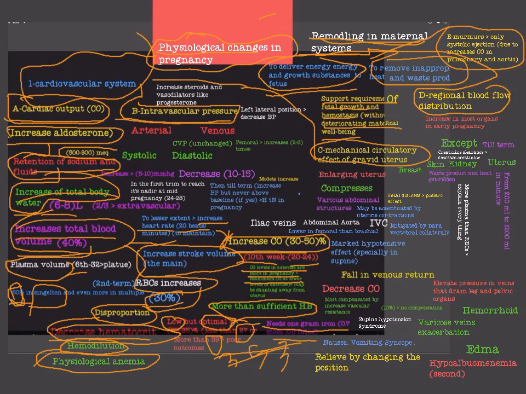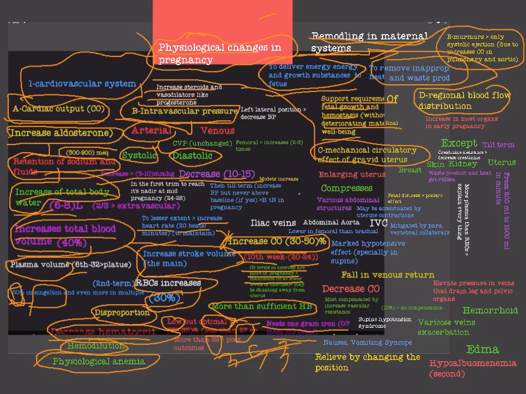The intravascular pressure. In pregnancy, we have an increase in steroids and vasodilators. Vasodilators like what? Like progesterone, like nitric oxide. Okay, all these vasodilators will increase, and that will lead to a decrease in arterial blood pressure due to a decrease in systemic vascular resistance. So we have a decrease in arterial blood pressure, systolic and diastolic. The diastolic decrease is more than the systolic decrease, okay. We have a decrease of about 5 to 10 millimeters of mercury in systolic blood pressure, but in diastolic blood pressure it is about 10 to 15.